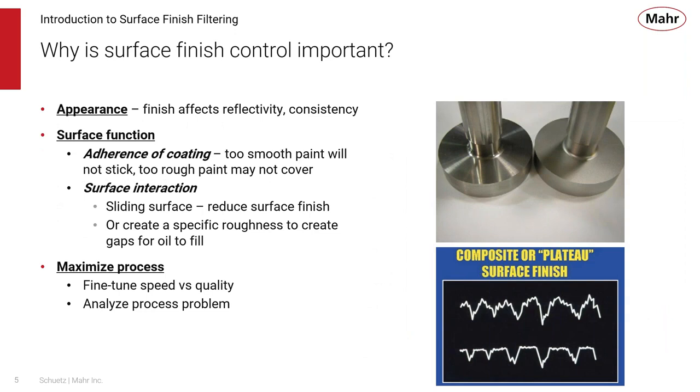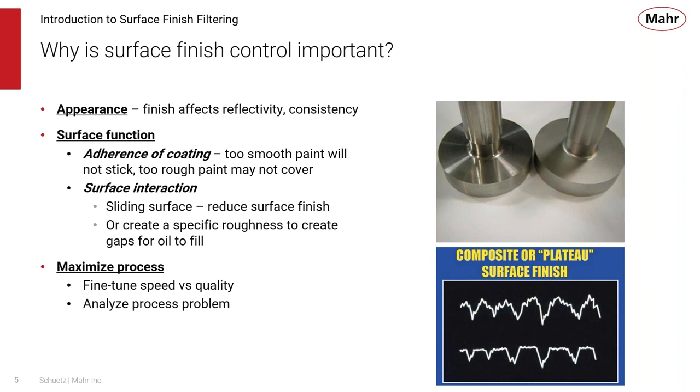And so why control surface finish at all? Well, there are a few important reasons. A pretty obvious one is appearance. Surface finish affects reflectivity and consistency. As you can see in the picture on the right here, surface finish can make the surface shiny, or it can make it dull and not so reflective. So monitoring the surface will make consistency between parts better.